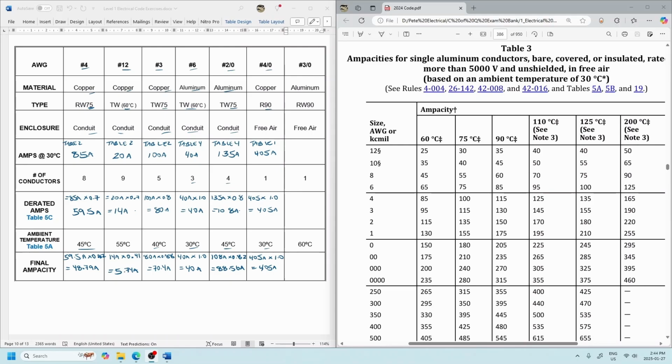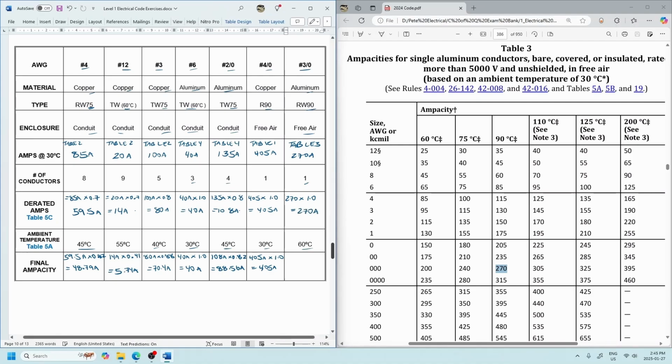Okay, let's do the last one, guys. So what do we got? We've got 3-aught aluminum in free air. That's going to take us to table 3, aluminum conductors in free air. We're in the 90-degree column there, and the size of conductor is 3 aught. So 90-degree column and 3 aught looks like it's good for 270 amps. So we'll put in here table 3, and we've got a base ampacity of 270 amps. It's only a single conductor, so that 270 is going to remain at 100%, so we don't have to make use of 5C.